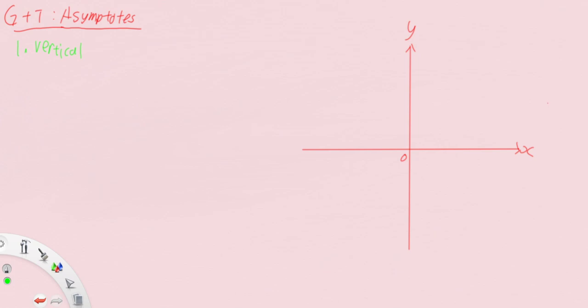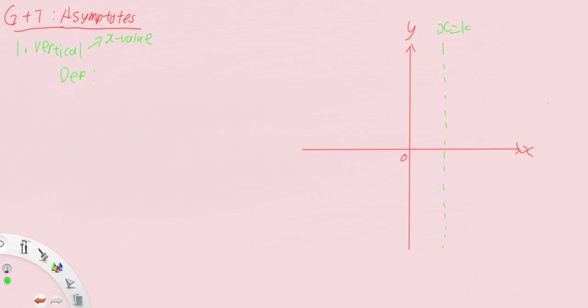So as all asymptotes go, it will be represented by a dashed line. For the vertical asymptote, it will be a vertical straight line, and it's a generic x equals k, where k is any real value. All right. So because it's x equals k, we'll be looking at the x value. So the next question is, when does a graph have a vertical asymptote?